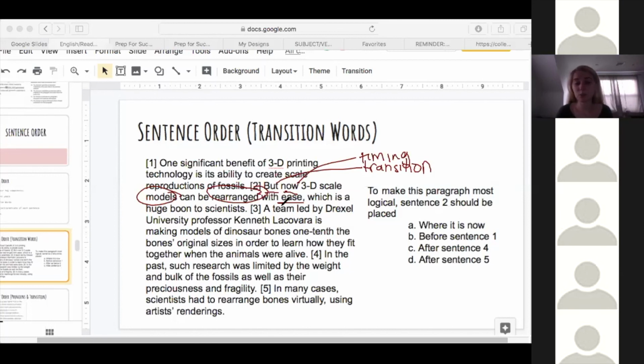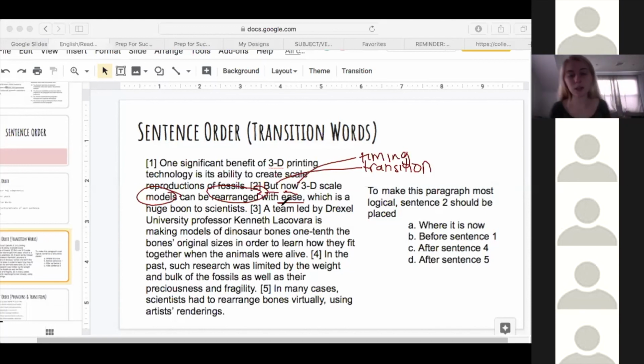Let's keep reading. Sentence 3, I say a team led by Drexel University professor Kenneth Lacarrara is making models of dinosaur bones 1/10 the bone's original size in order to learn how they fit together when the animals were alive. All right, so sure, I'm talking about the models there, but I'm not really talking about rearranging much. Not talking about how easy it is. So let me keep reading. Maybe I could put it there, but let's see if there's any better place.